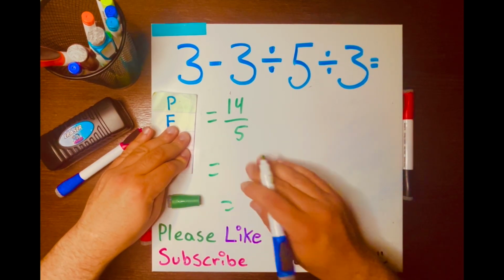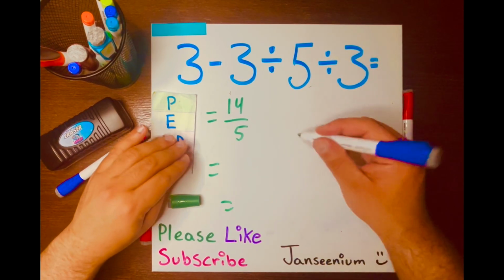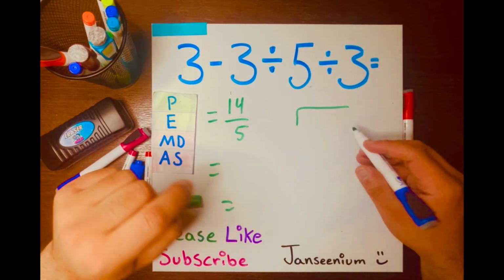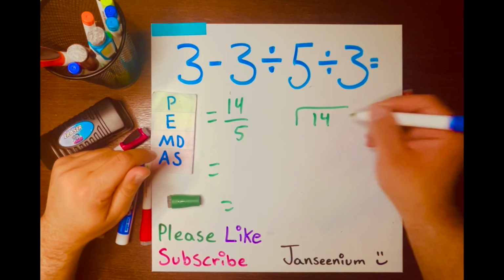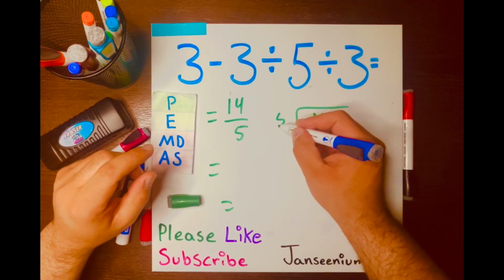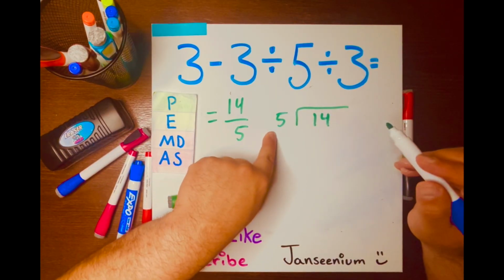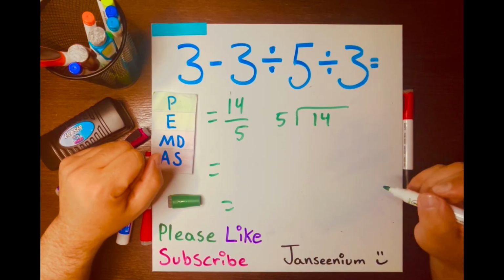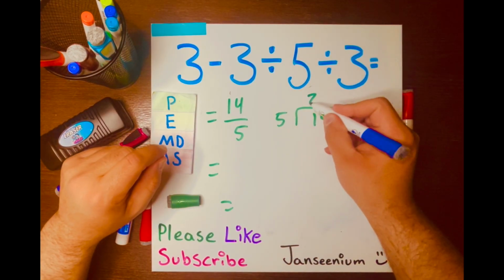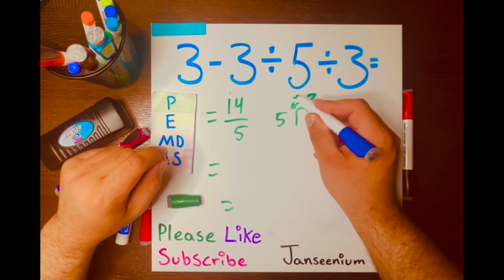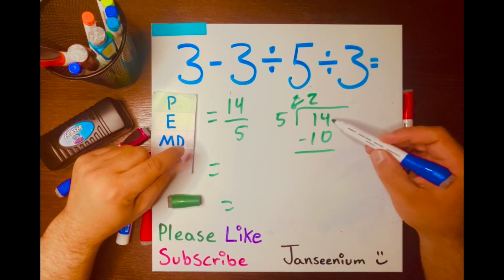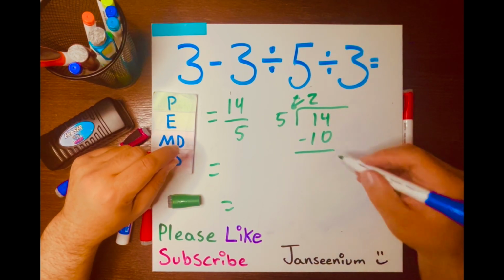Next, let's use long division to figure out the decimal answer and the mixed number answer to this math problem. So I'll write the 14 over 5, and I'll write the mixed number answer here and then the decimal answer here. And here's the long division symbol. So the 14 goes inside the long division symbol, that is called the dividend. And the 5 goes outside, that is called the divisor. So how many times can 5 fit into 14? 2 times, right? So I'll write 2 there. Then we multiply 2 times 5 is 10, and then we subtract 14 minus 10, which equals 4.